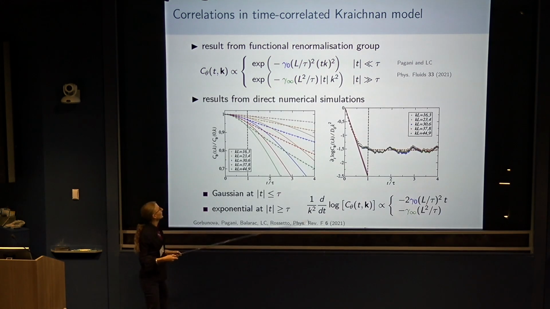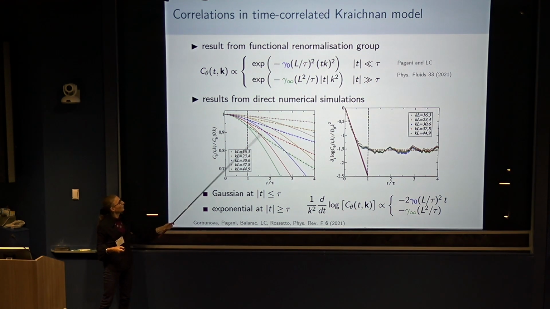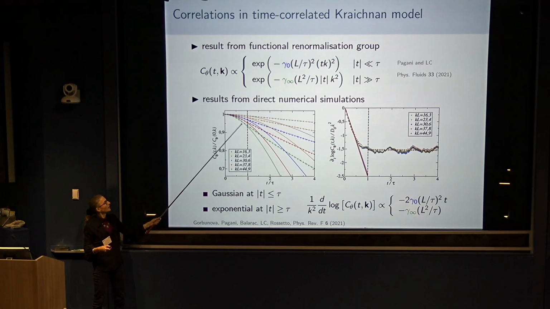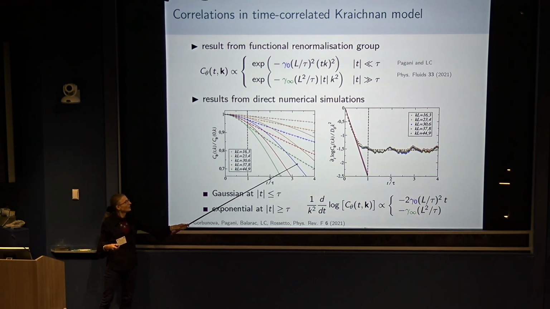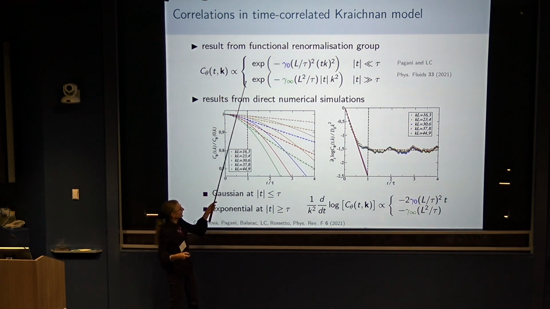And so we computed that, and we could really observe this crossover. Here again, the dots are the numerical points. You see at small time, they can be fitted by a Gaussian, but at large time, they deviate from this Gaussian, and they slow down to something which is in fact exponential. You can visualize it if you take the log of this quantity, take the time derivative, and normalize everything by k squared.